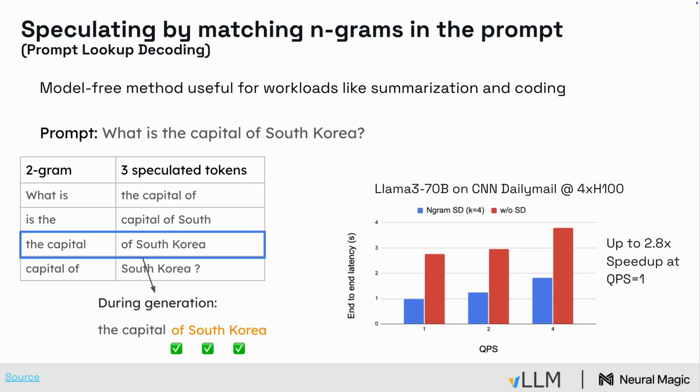Another method that doesn't actually require a model at all is matching n-grams in the prompt, otherwise known as prompt lookup decoding. So this is particularly useful in methods like summarization or coding, where effectively you expect the tokens that you're going to generate exist somewhere in your prompt, and just based on trying to match n-grams with what's been produced so far, you can produce all of these candidate speculative tokens from n-grams in your prompt, and just run them through the model just for shits and giggles. And if they happen to work, then that's a speed up.